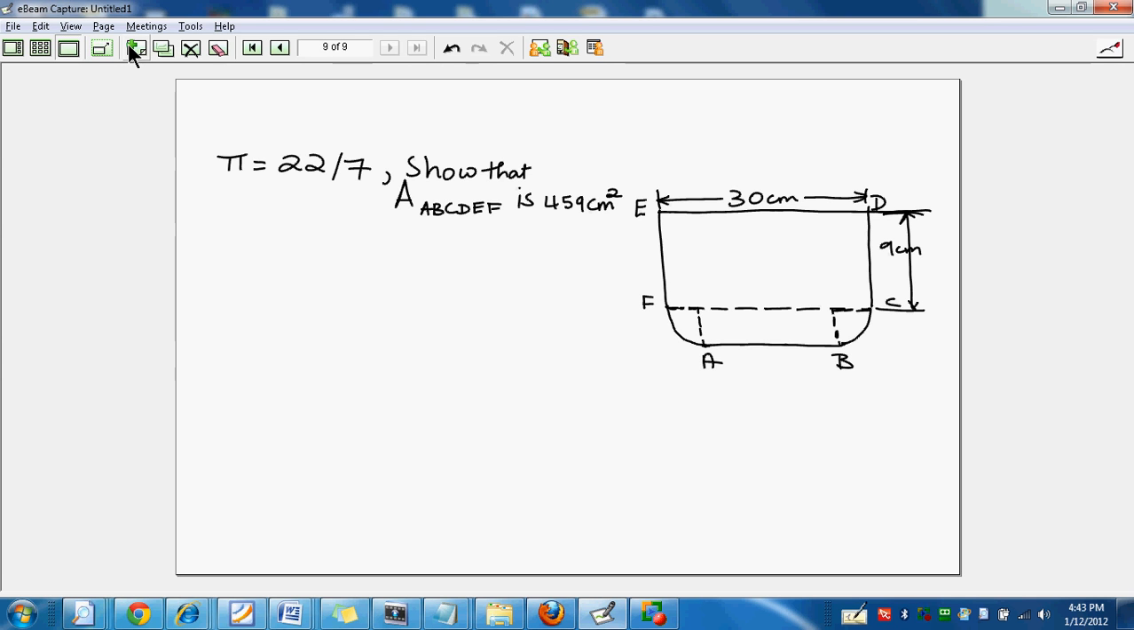Full stop. If the container is 40 centimeters long and has uniform cross section, calculate to the nearest liter the volume of water in the container.